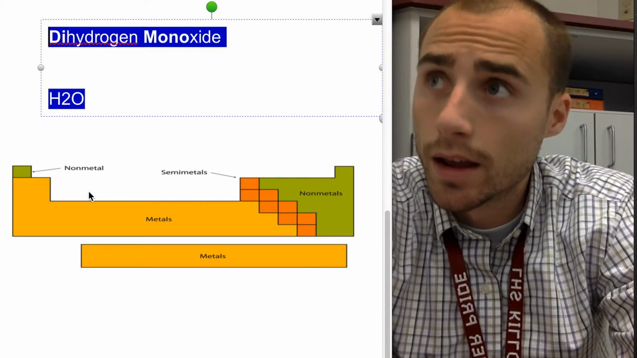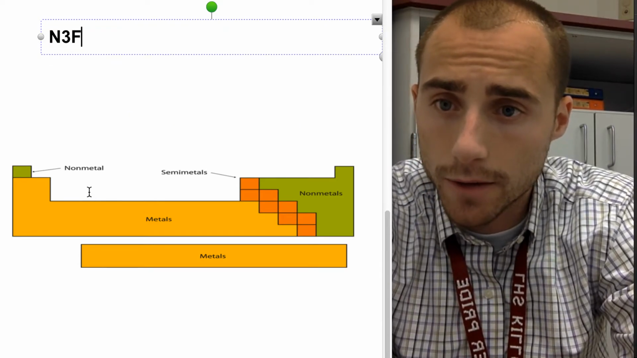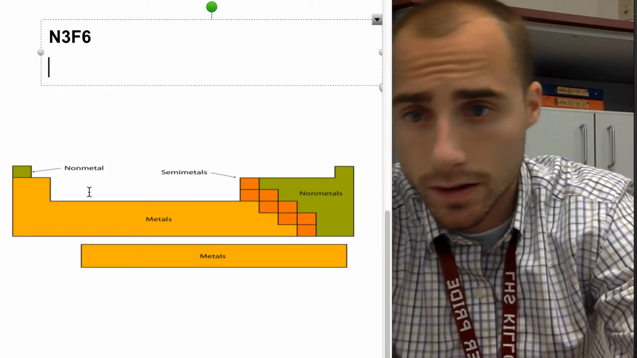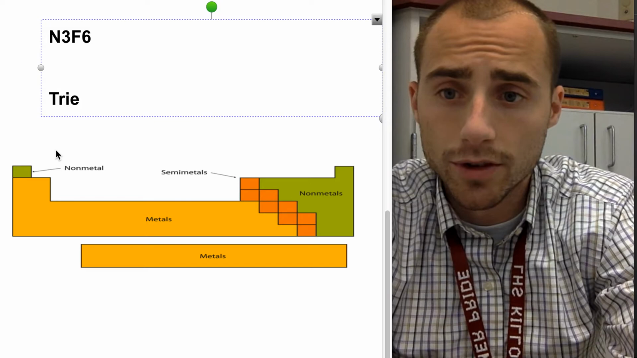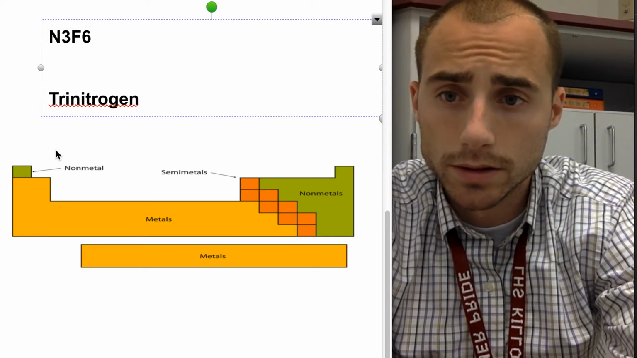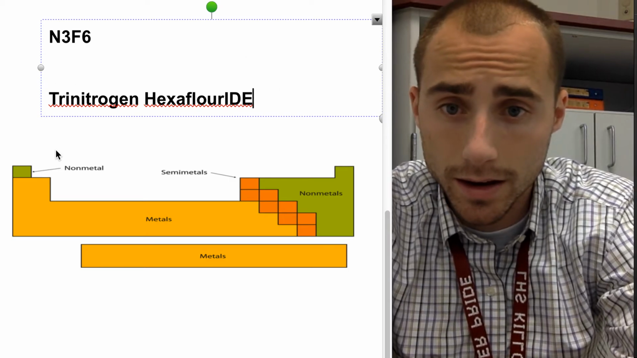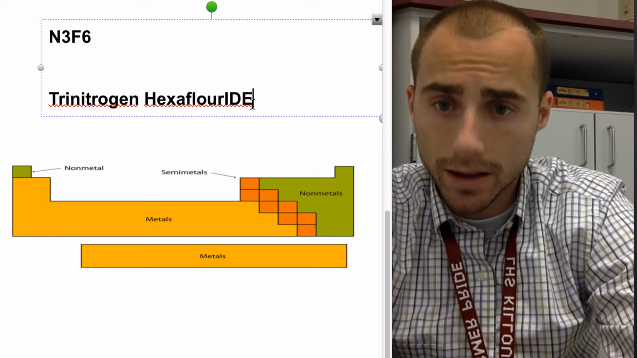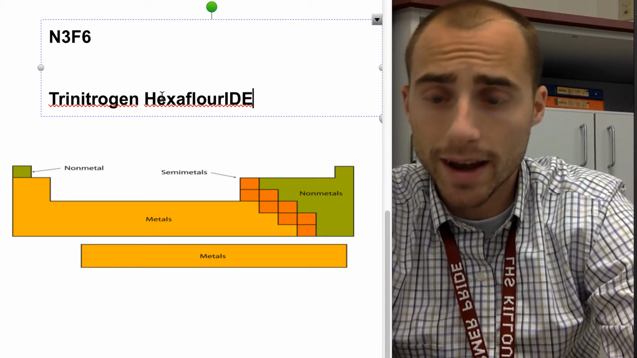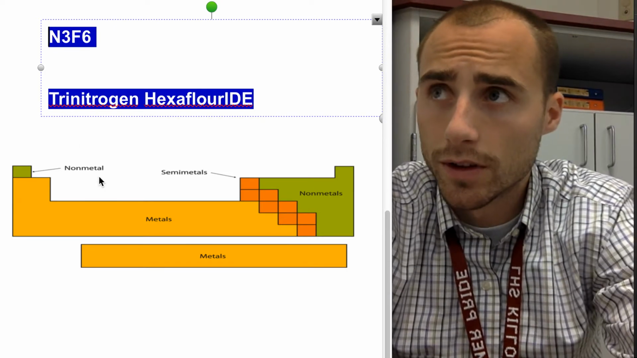If we had N3F6, because those are both nonmetals, so that's a covalent compound, it would be trinitrogen hexafluoride. Don't forget the "ide," because it's 3 nitrogens and 6 fluorines, so it's trinitrogen hexafluoride. We'll do 2 more examples, then you're going to do some.